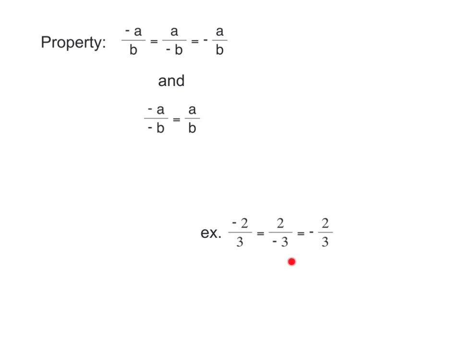Here you see an example of some equivalent fractions. The negatives on the top for the first one, on the bottom for the second one, and out front for the third one. None of these are considered more correct than the other, but I will say that this one in the middle is not quite as common. Usually you'll see the negative in the numerator or out front.